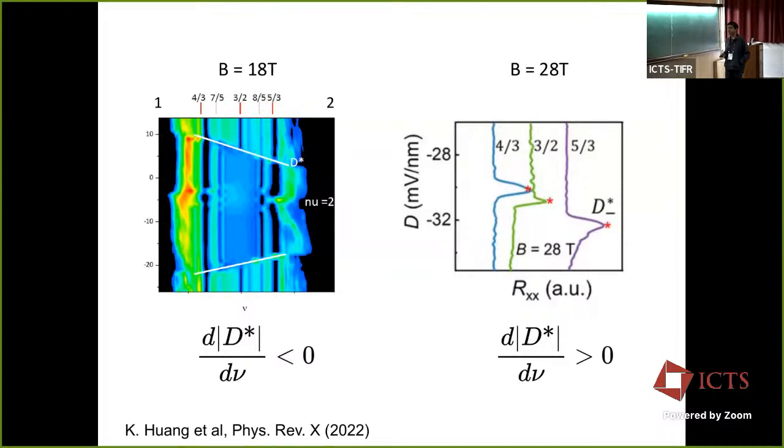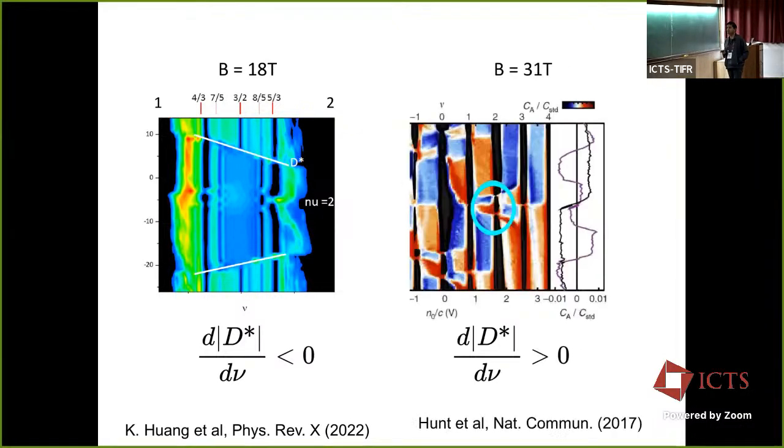This change of sign at higher fields is also consistent with previously reported data in a different sample with a different kind of measurement. So this does not seem to be a sample dependent feature, and perhaps we can use it to model our interactions.